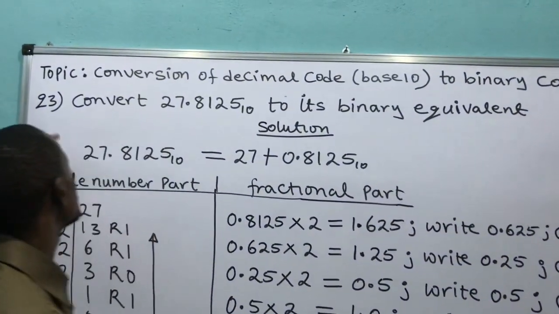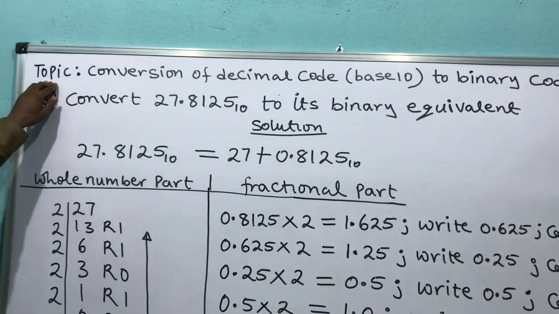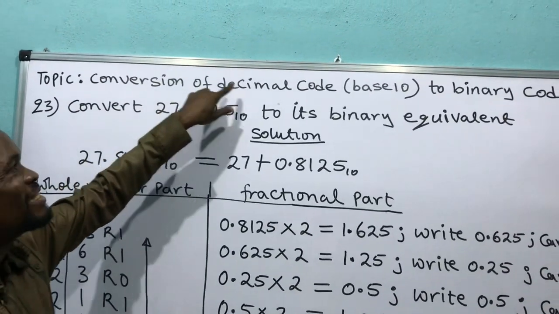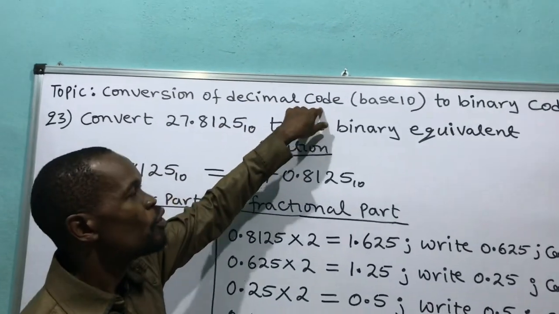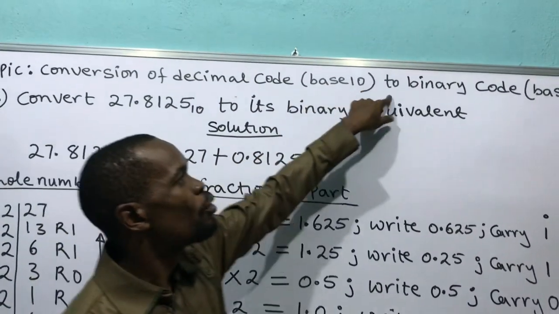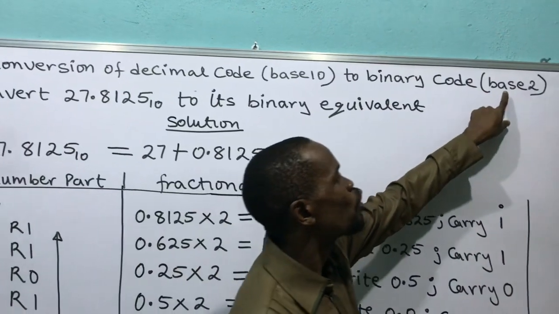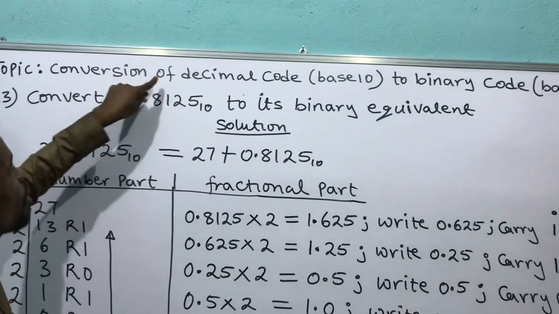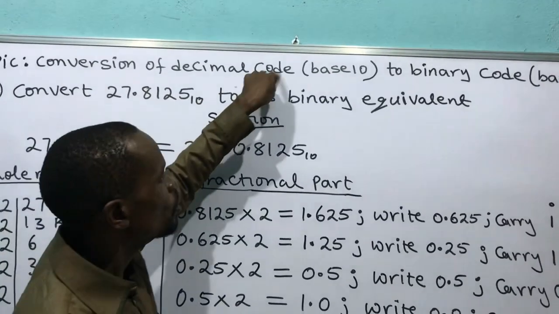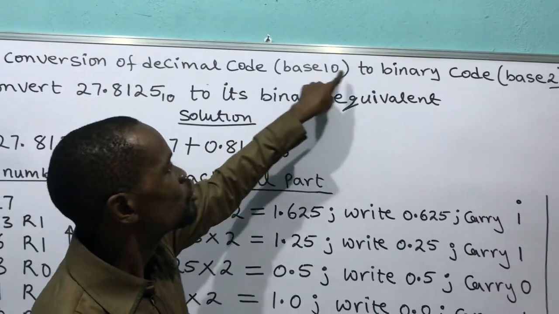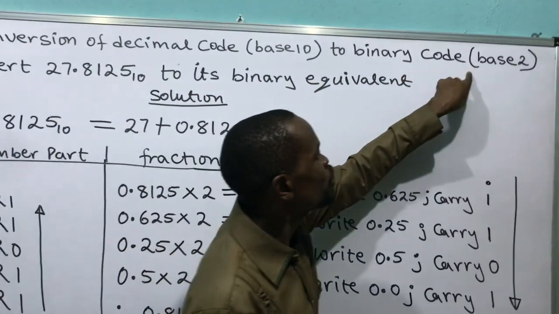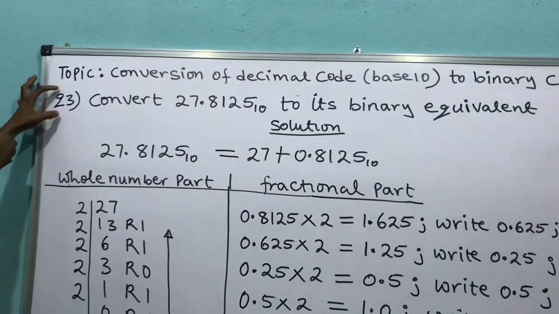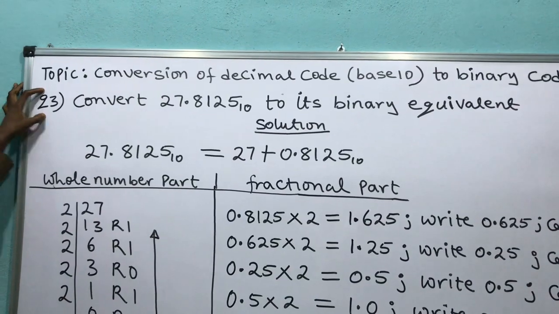That is the question. Topic. We are still in the same topic: conversion of decimal code, which we call base 10, to binary code, which we call base 2. We said topic, conversion of decimal code, which we call base 10, to binary code, which we call base 2. We said question number 3.